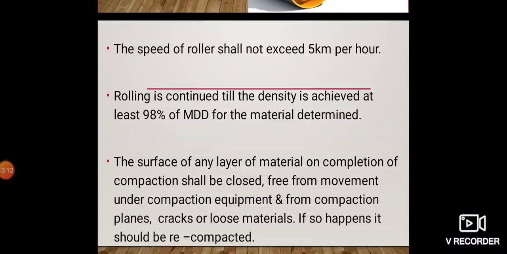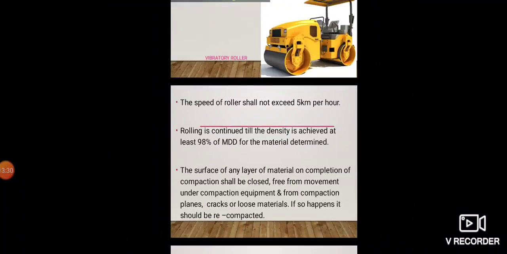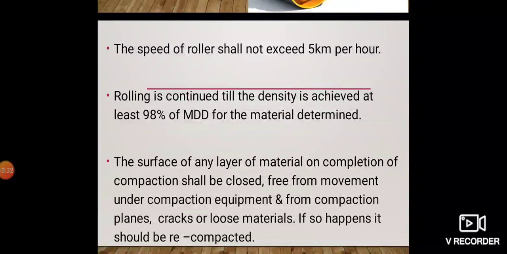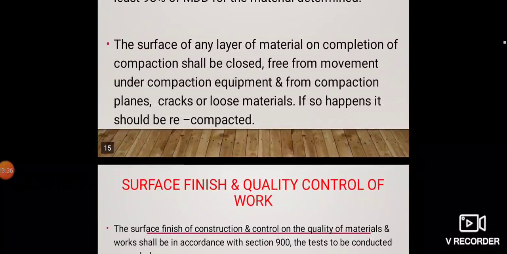5 kilometers per hour. Till what point is the rolling continued? Till 98% of the maximum dry density of the material is achieved for heavy compaction as per IS 2720 Part 8. And once the required densities are achieved, then we need to cross-check also.